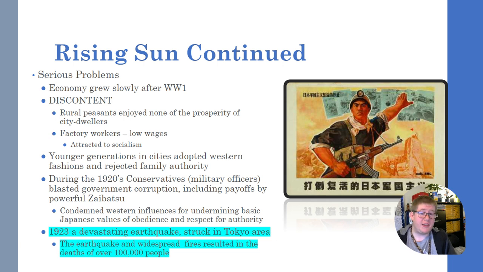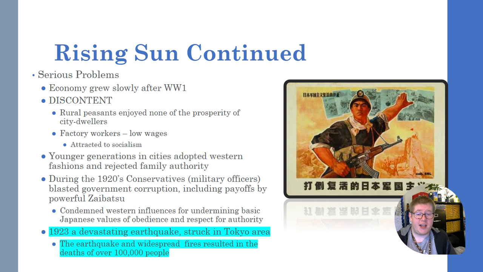Rural peasants enjoyed none of the prosperity of those that lived in the major cities. And factory workers were paid such low wages that, again, they were also attracted to socialism. It's also important to understand Japan has one of those cultures that is very unique and heavily rooted in past tradition. But when younger generations in cities started to adopt more Western fashions and reject family authority and those older customs and traditions, conservative military officers are going to blast the government for their corruption, including payoffs by the powerful zaibatsu in the 20s. They're also going to condemn Western influence for undermining basic Japanese values of obedience and respect for authority.